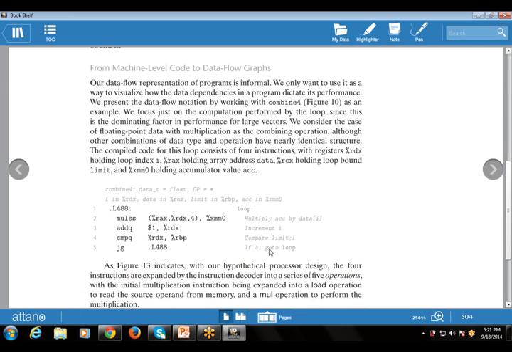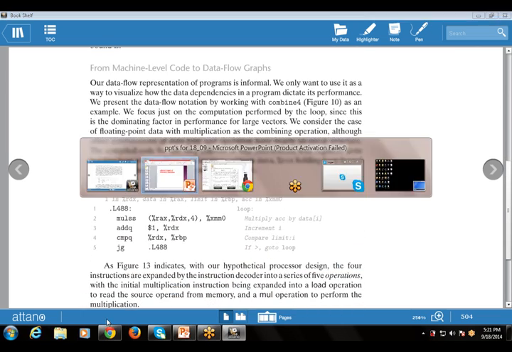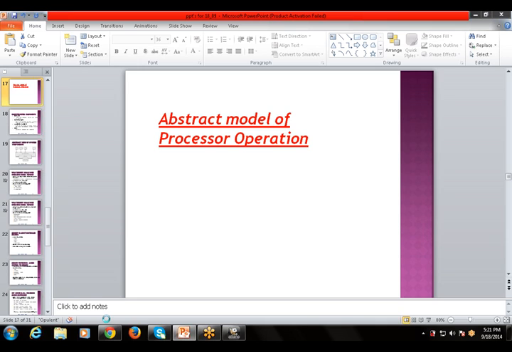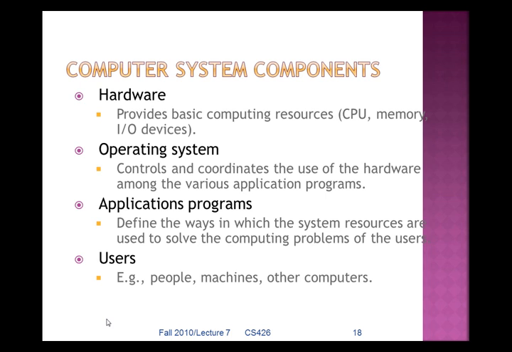These are the multiple examples. Now let's see with the help of PPTs. This is an abstract model of processor operation. First of all, what is the computer system component? So this is the abstract model.